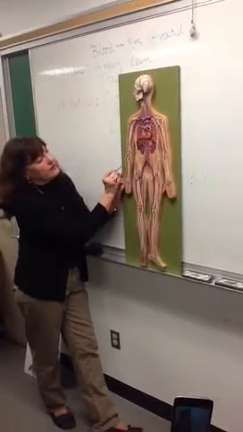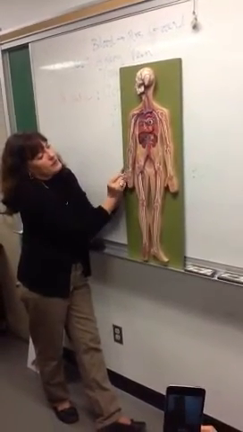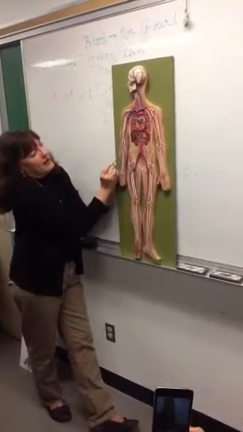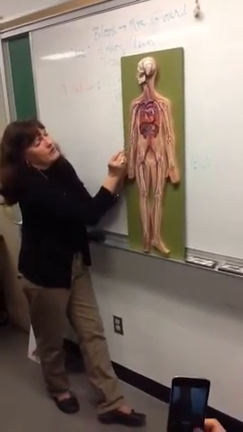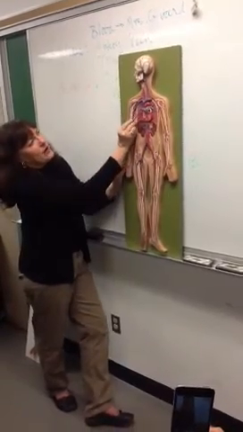And while I'm on his arm, let me do the superficial veins. This blue one here is cephalic. This blue one is basilic. And this is not real super, but that's supposed to be the median cubital crossing over. Okay, back to the heart.